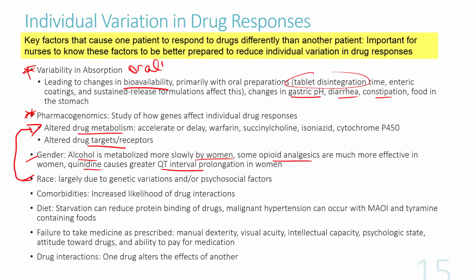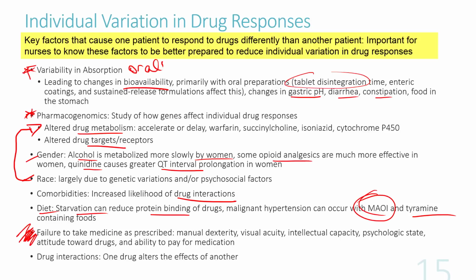Morbidities. So again, if you have multiple pathologies, it requires multiple drugs, and it will increase the amount of drug interactions. Remember, the number of drugs is directly proportional to the risk of drug-drug interactions. Diet. So if a person is starving, isn't taking enough protein, it can cause a decrease in the protein synthesis, especially albumin. And in terms of diet, if a person is on a monoamine oxidase inhibitor and eats tyramine-containing foods, that can also cause a variation.